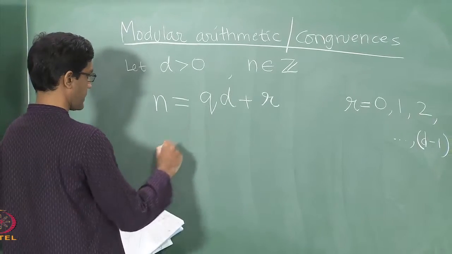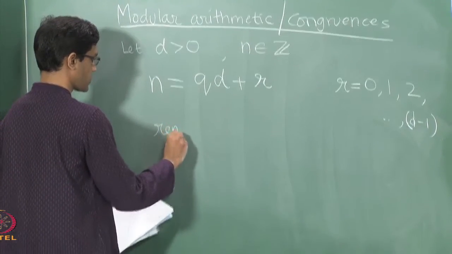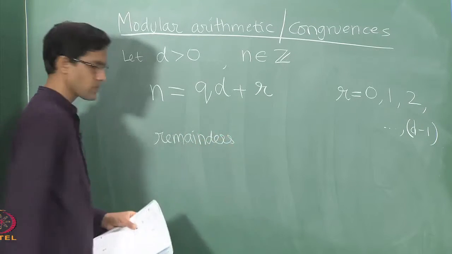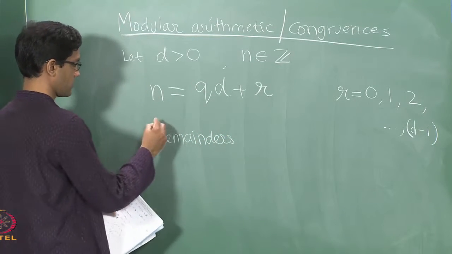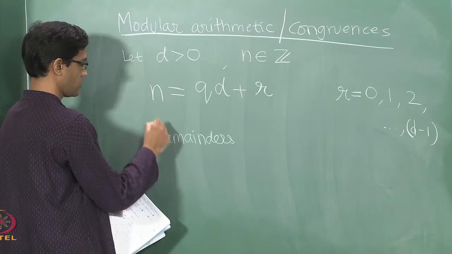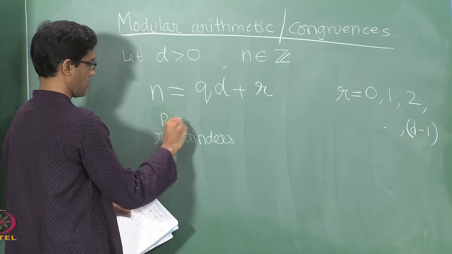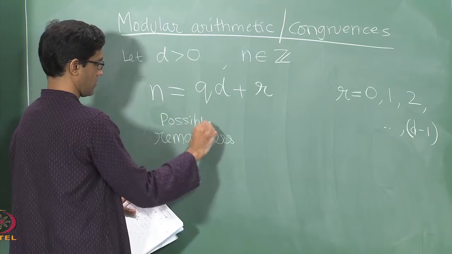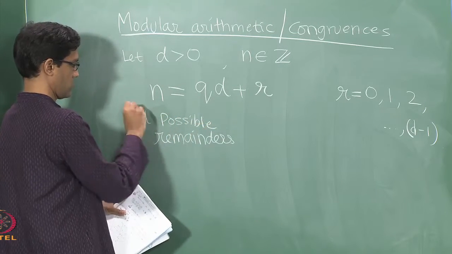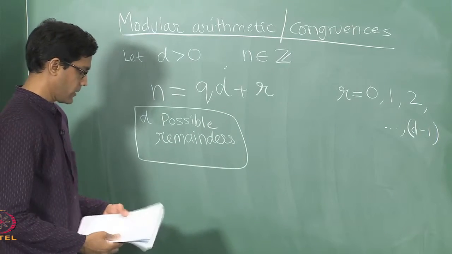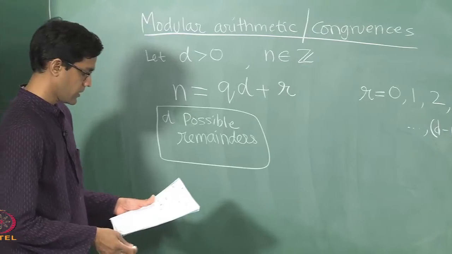So observe that the number of possible remainders are d. So possible remainders are d in number. Okay, so now here's a notion.